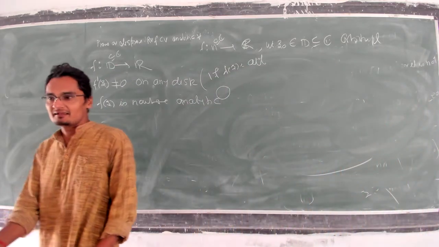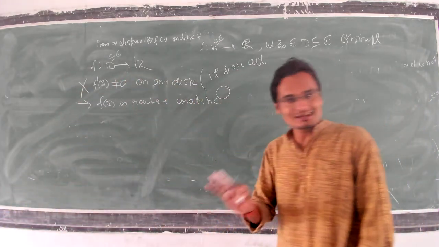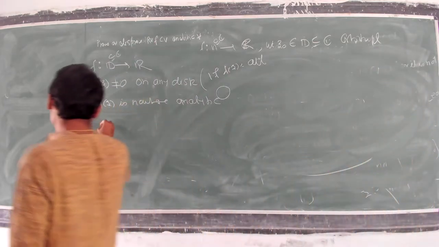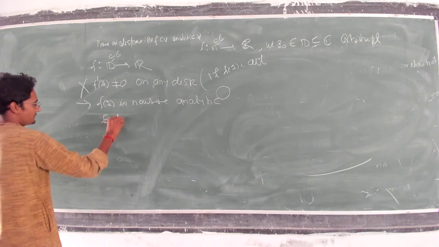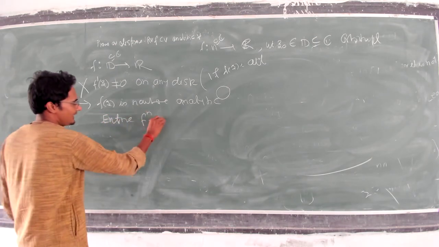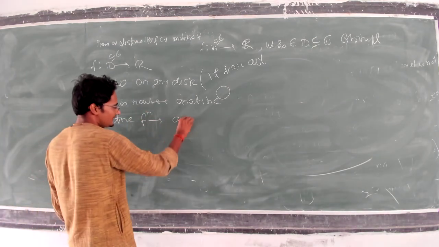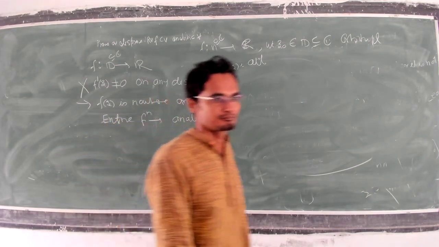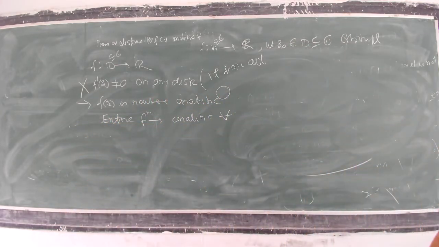Then we had seen sin z, cos z, polynomials. These are the only functions that are analytic everywhere. So the name for the first case is entire function. Entire function means analytic everywhere. Okay. It is fine to everyone?